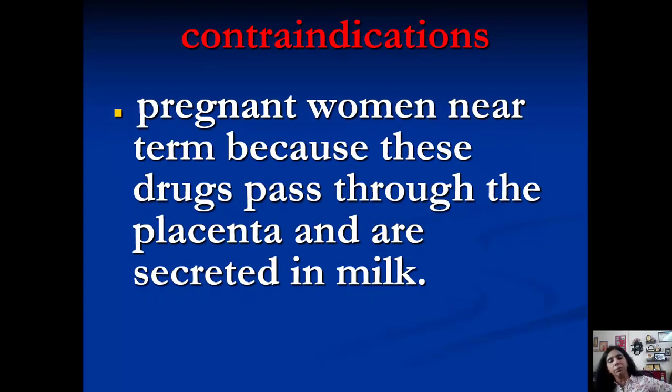So coming to the contraindications for sulfonamide therapy, there are a few. Pregnant women near term, because these drugs pass through the placenta and are secreted in the milk, and thereby they can damage the fetus. The neonates have a lot of unconjugated bilirubin in the circulation, and this unconjugated bilirubin binds to the plasma proteins in the neonates, and if this unconjugated bilirubin is displaced from its plasma protein binding site, it is going to cross the blood-brain barrier and lead to a state of kernicterus, which is a bilirubin encephalopathy.